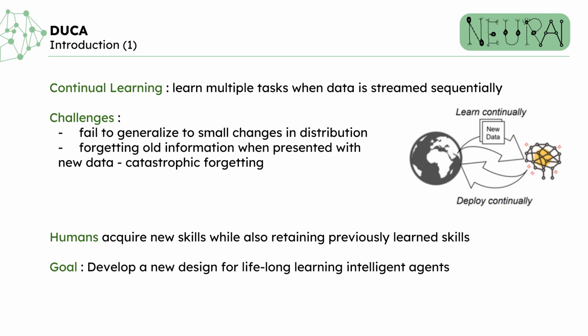Humans, on the other hand, show a better ability to acquire new skills while also retaining previously learned skills to a greater extent. This intelligence can be attributed to different factors in human cognition. Delving into these underlying architectures can help us formulate a new design in the quest to build lifelong intelligent agents.